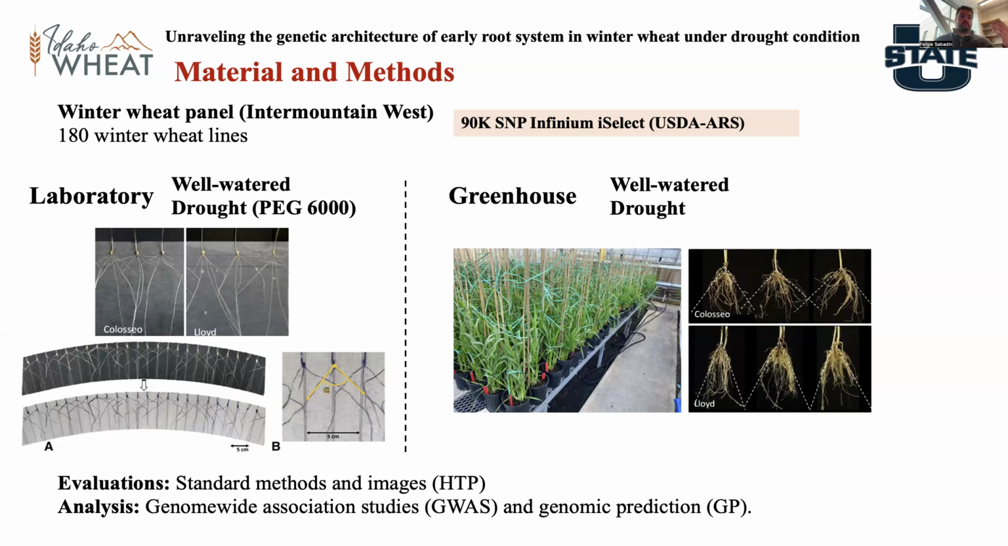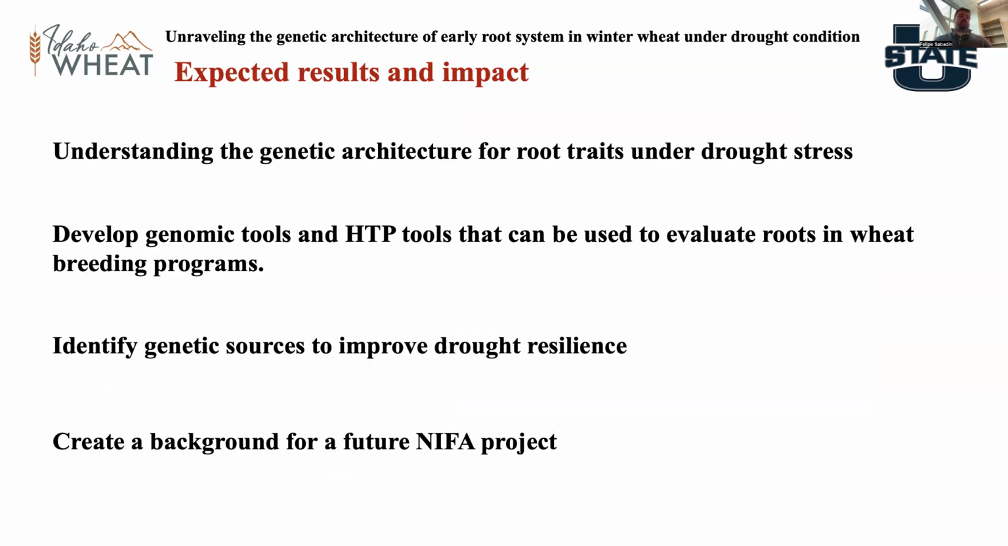We're going to use traditional methods, but also images, connecting the genotype information that we already have to understand the genetic diversity, the genetic architecture, and also whether we can predict some phenotypes using only genetic information. We expect to better understand the genetic architecture for root traits under drought conditions. We also want to develop some genomic tools and high throughput phenotyping tools that could be used not only by Utah State University and the University of Idaho, but other wheat breeding programs as well.